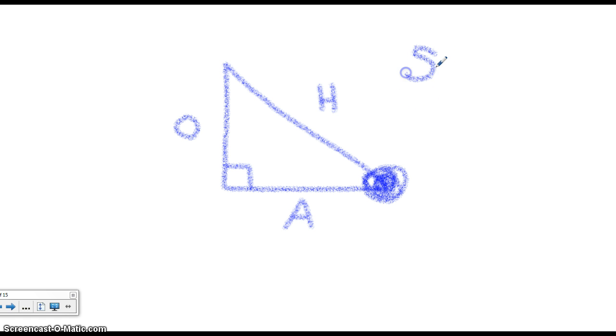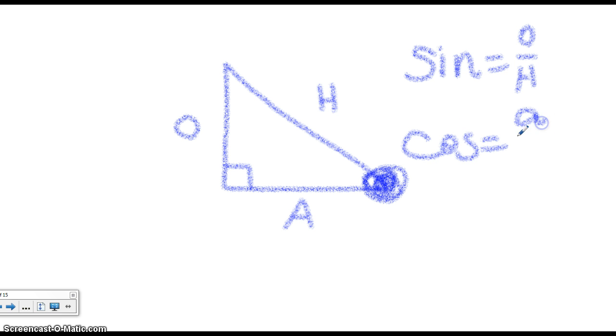Then I need you to be confident that the sine is figured out by comparing the opposite over the hypotenuse. The cosine is the adjacent over the hypotenuse. And the tangent is the opposite over the adjacent. SOH CAH TOA.